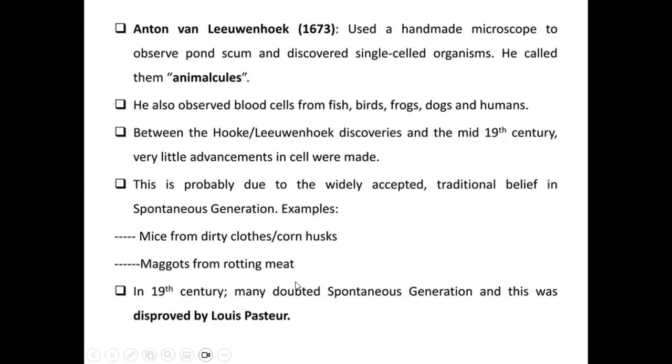So this was without considering the fact that possibly the eggs of the maggots were laid on the rotting meat, and these eggs germinated later on to give rise to maggots. So at that time, the accepted theory was spontaneous generation theory. So people actually thought that if a rotting meat is kept for long, then it can give rise to maggots. Later on in the 19th century, many doubted the spontaneous generation theory, and it was disproved by Louis Pasteur.